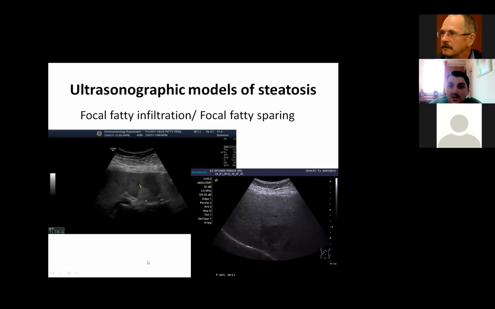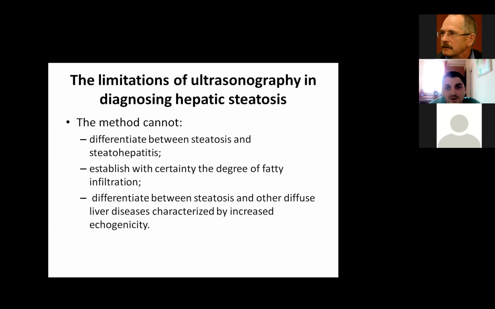There is also a pattern of steatosis, the focal fatty infiltration, which is a localized steatosis, and focal fatty sparing, meaning an area that did not accumulate fat content, probably due to the vascularization. So you can also have these situations when performing ultrasound in daily practice, which can always be confused with liver lesions or other hepatic structures.